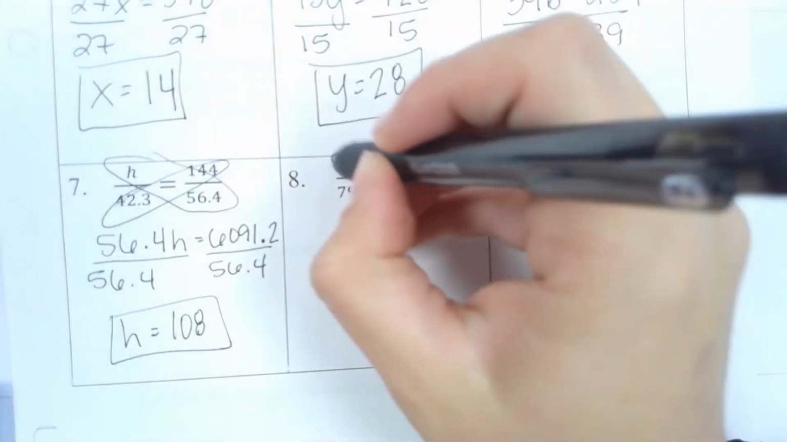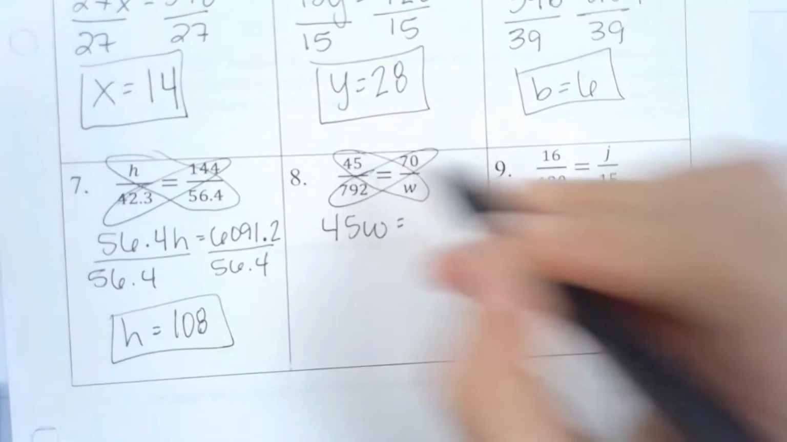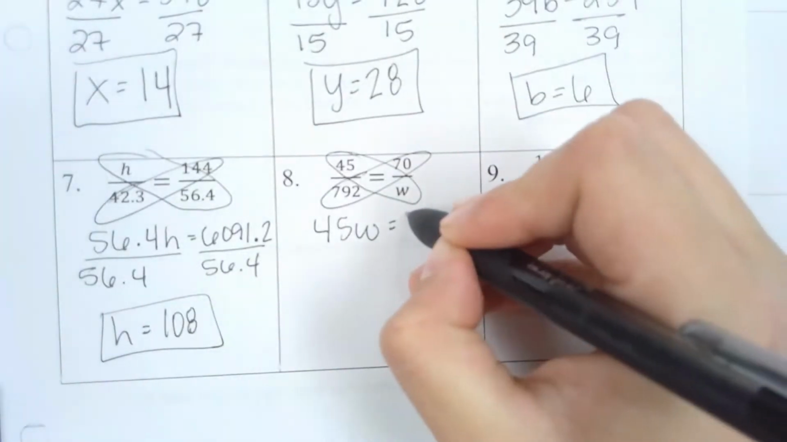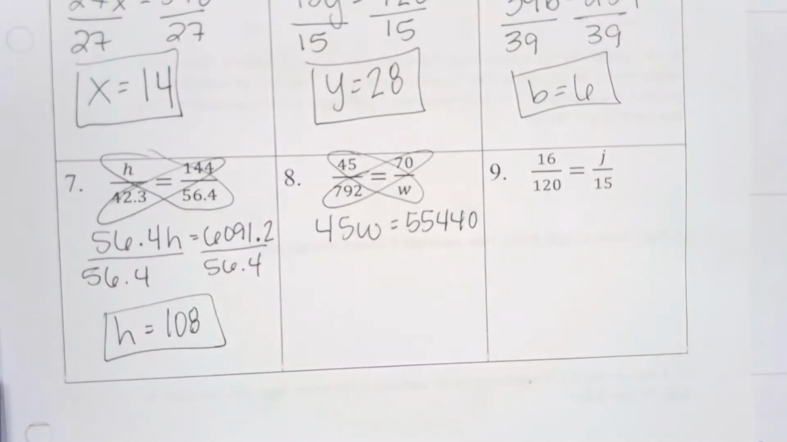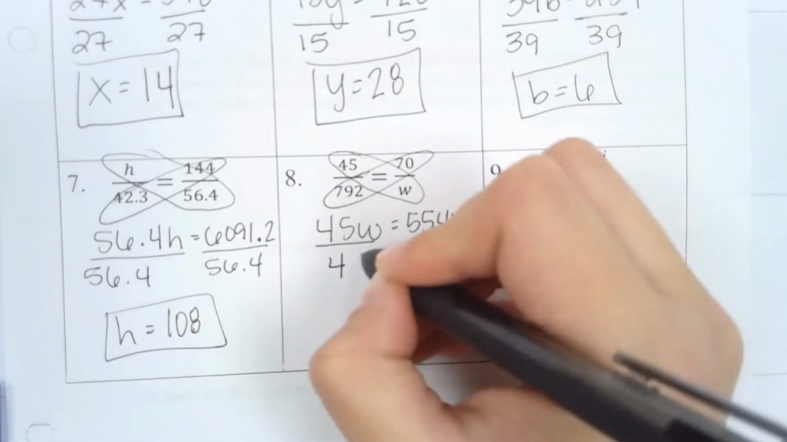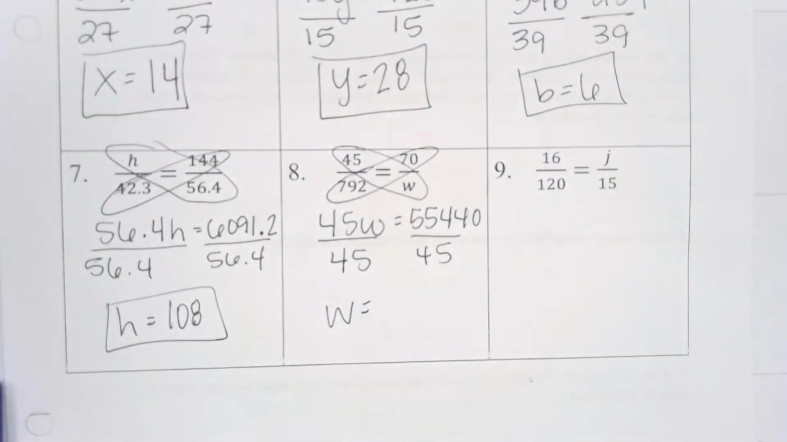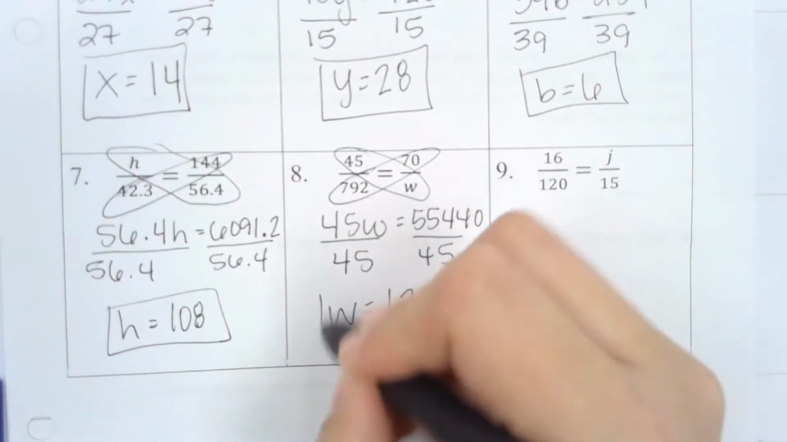All right, so next one, you should have gotten 45W equals, and then 792 times 70 is 55,440. And then last step was to divide by that 45 on both sides, and you should have gotten 1,232.